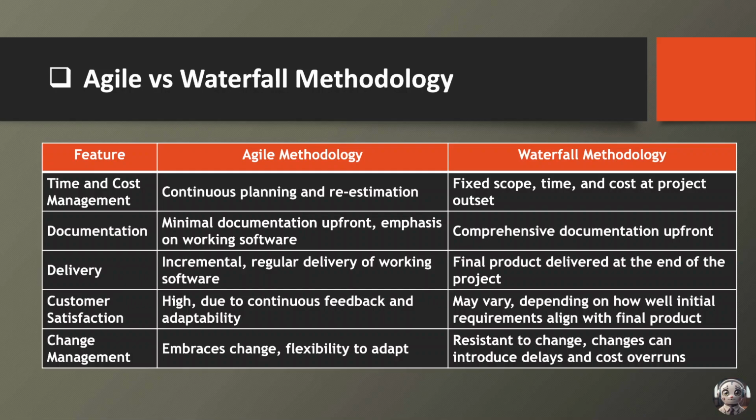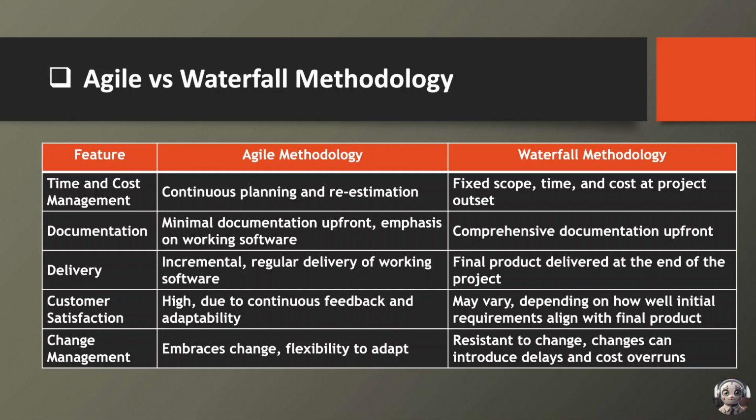Documentation practices vary significantly. Agile methodology emphasizes minimal documentation upfront, prioritizing working software over comprehensive documentation. This streamlined approach reduces overhead and allows teams to focus on delivering value. Conversely, Waterfall methodology requires comprehensive documentation upfront to define the project scope and requirements. While this ensures clarity and traceability, it can be time-consuming and may become outdated as the project progresses.